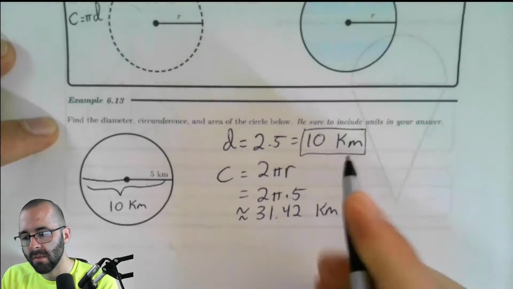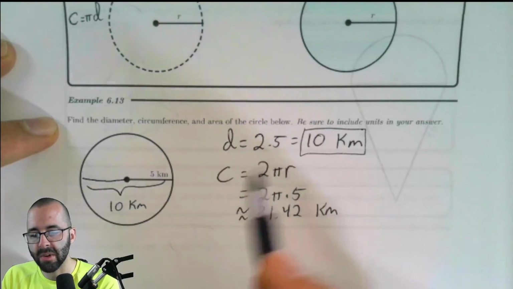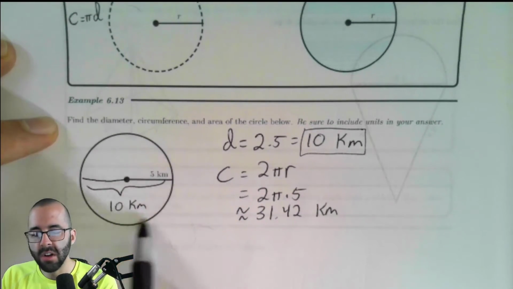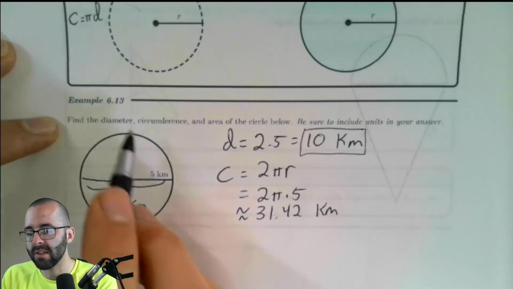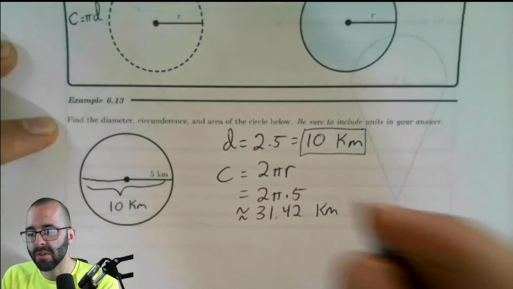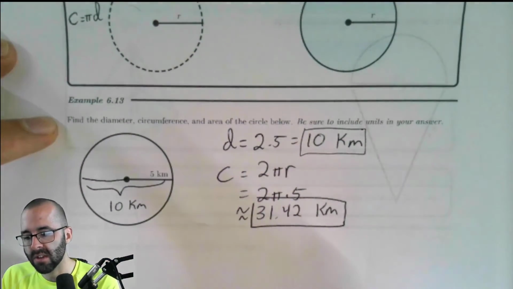And again, be careful with your units. The diameter is a distance, so it's in kilometers. The circumference is also a distance. It's how far the whole way around is. So if you walked all the way around the circle, you'd walk about 31 kilometers. Okay, so that's good for the circumference.